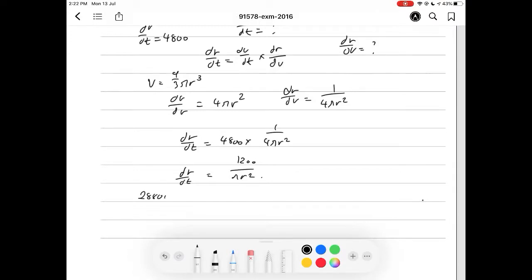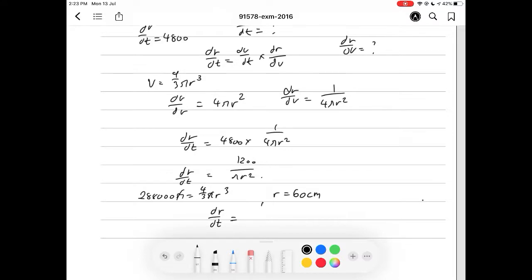So 288,000 pi equals 4 over 3 pi r cubed. Pi and pi cancel each other out, and 288,000 divided by 4 over 3, then take the cube root. Alright, so the radius should come out to be 60 centimeters. And once we have our radius, we can substitute that back into our dr over dt formula in order to find the rate of change.